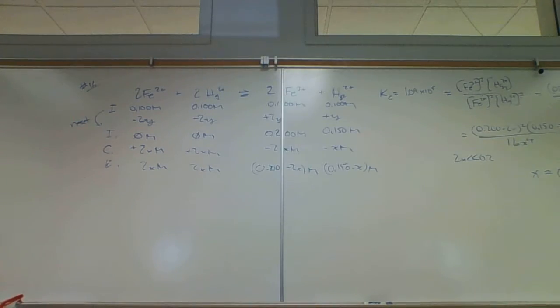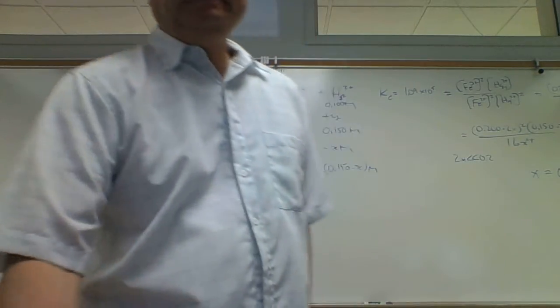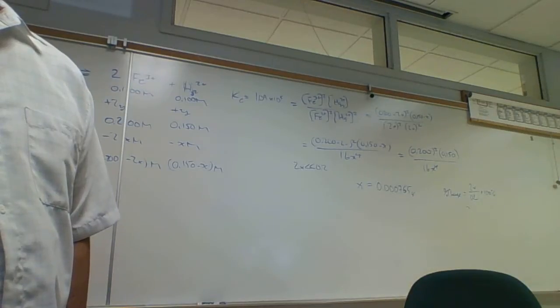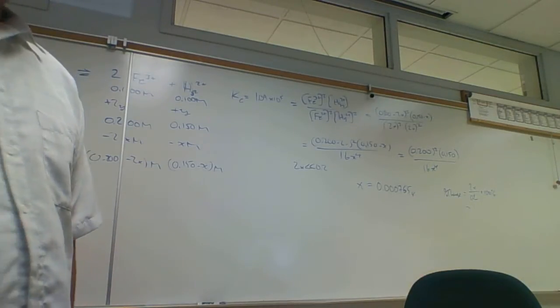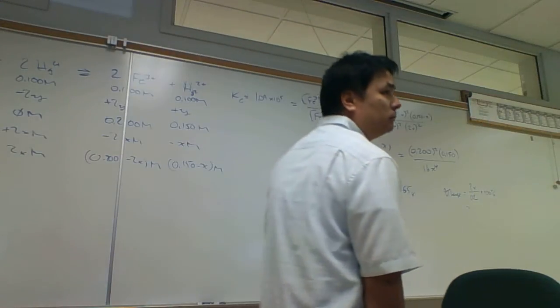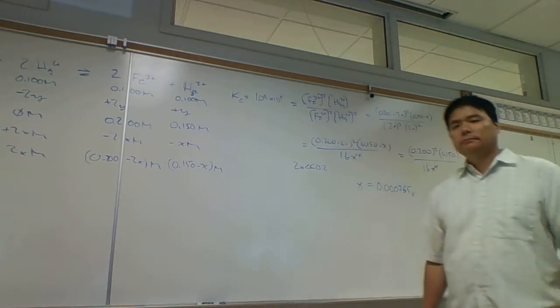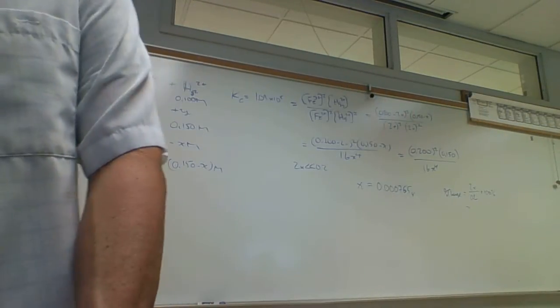All right, so let's determine the percent change. The percent change is going to be 2 times that, 2x over the initial 0.2 times 100%. I'm going to ignore sig figs here. And so what did the percent change come out to? 0.65%. Oh, okay.